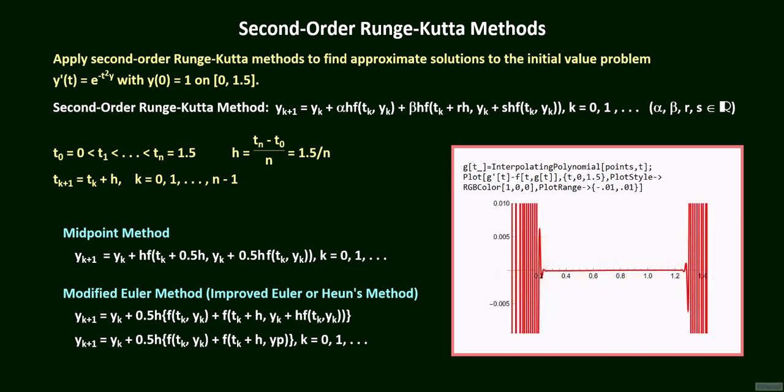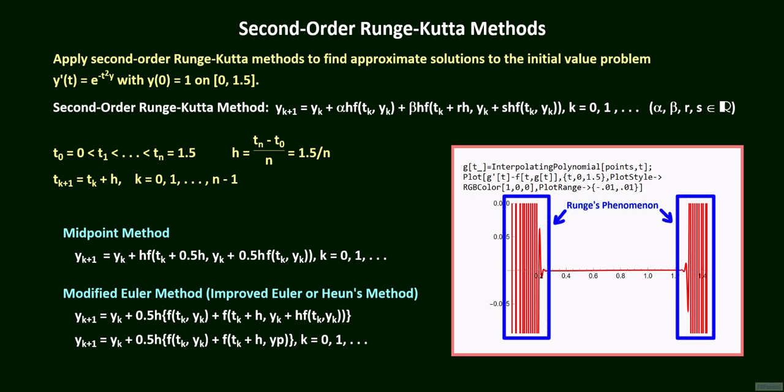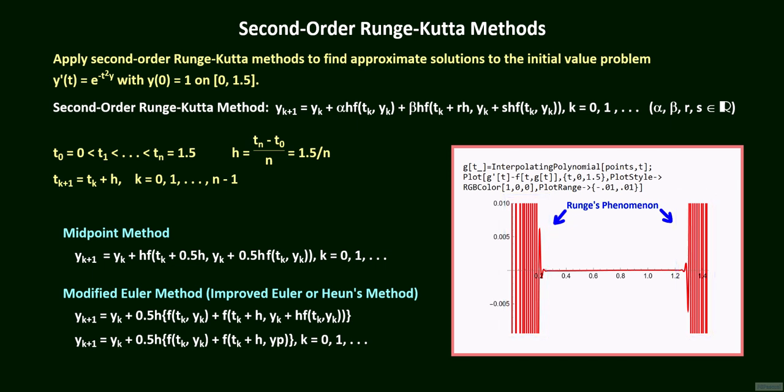This is the plot of the absolute value of g prime of t minus f of t, g of t for n equals 100 for the modified Euler method. Runge's phenomenon is quite evident near the endpoints. Because Runge's phenomenon can be attributed to the degree of the Lagrange polynomial, one can instead use, for example, cubic splines, whose degree, as the name suggests, is no more than 3, in the hope of avoiding Runge's phenomenon.